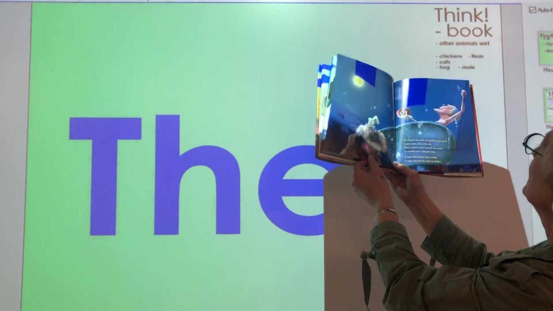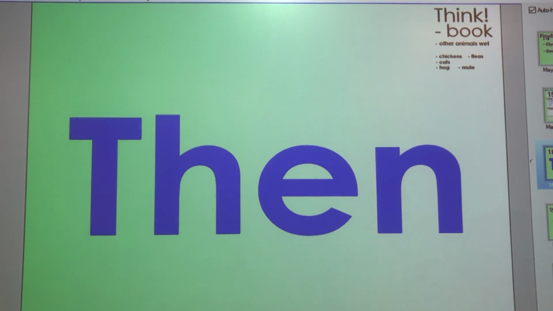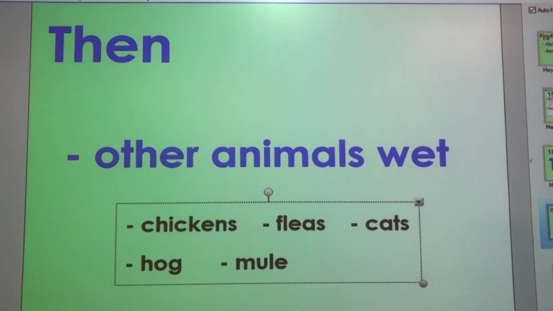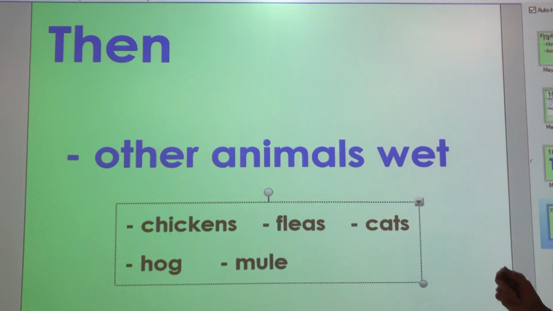And then, we'll find out what happens now. So all of these animals got wet, and the dog did not. So who are some of the animals? So we're going to be writing other animals wet. We don't even need got wet. We just need the keywords.